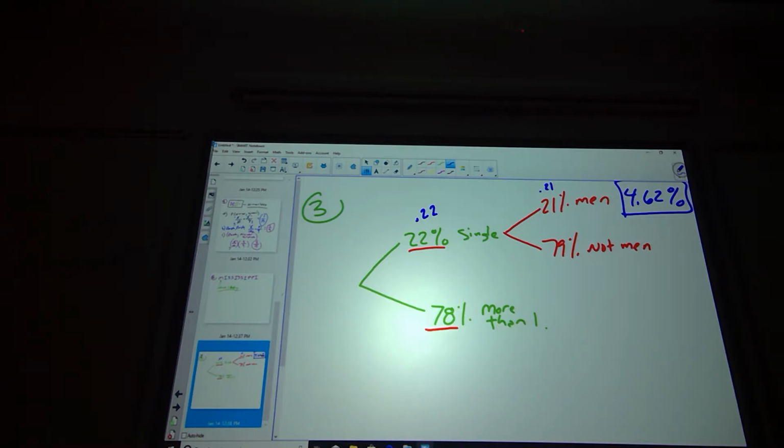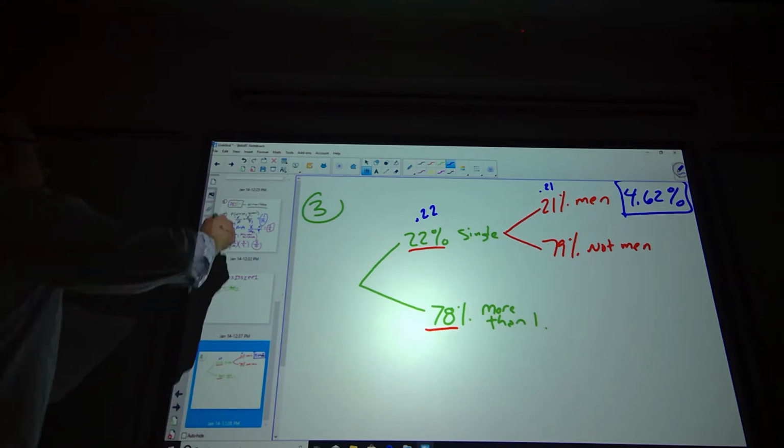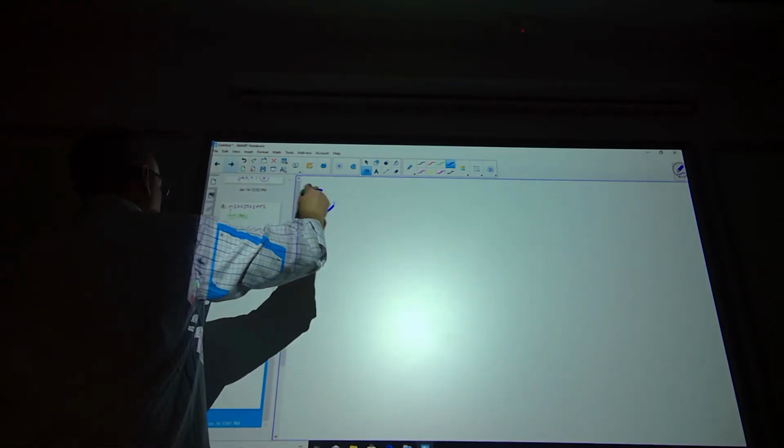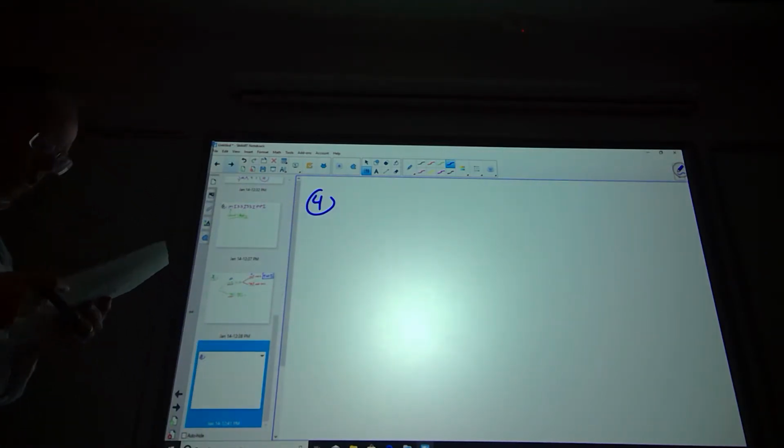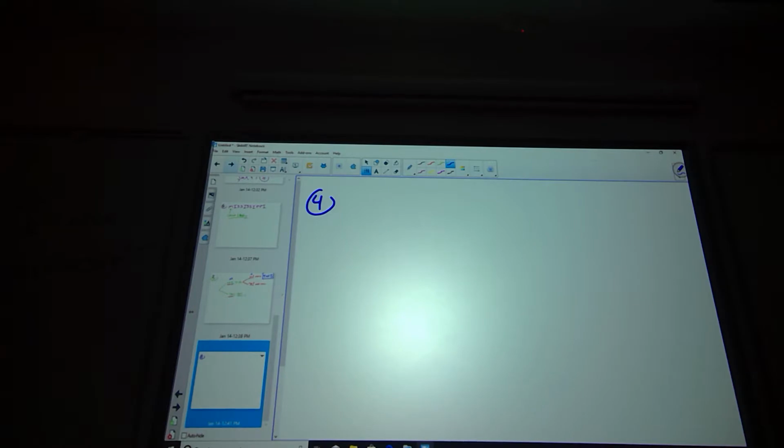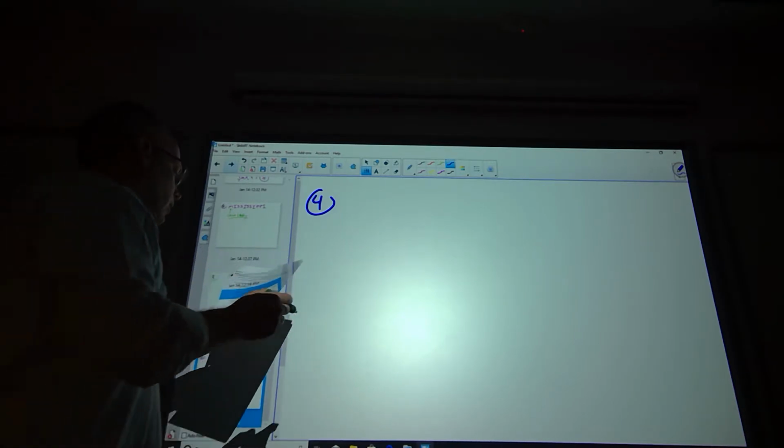Number 4 says a crafts person makes stuffed animals for sale. 85% of the animals she makes are bears, and the remaining 15% are rabbits. Okay, so we have this bears and rabbits thing. Suppose she sells 75% of her bears at a craft show, but only 50% of her rabbits are sold at a craft show. What proportion of animals does she sell at the craft show?